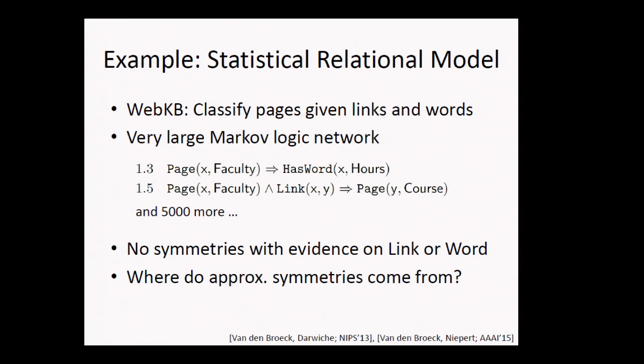So here's an example of some very real-world, very large classification problem that people do with Markov logic, where you're given the links between a bunch of web pages and also the words on the web page. And for instance, what the model says is that if page X is a faculty page, it's more likely to contain this particular word, hours, on it. If X is a faculty page, it's more likely to link to a course page. And then you have 5,000 more of these sentences that tell you how different web pages are linking to each other and what kind of words appear in these web pages.